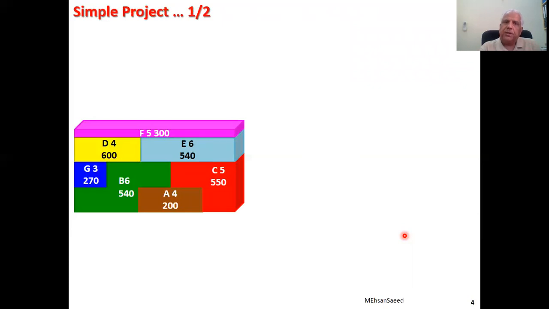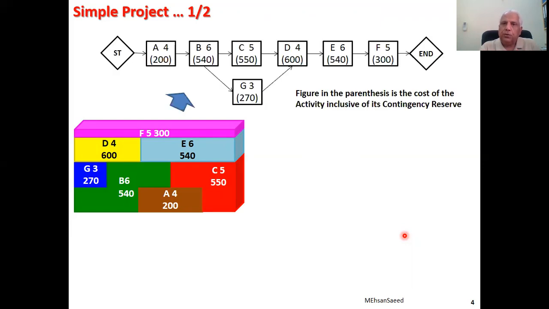What happens with any project? Once the activities are known, it is planned. We have this project, we know what the activities are. The next step is to draw a network diagram as shown. As we can see, all the activities are in series except one, activity G, which could be done in parallel once activity B has been completed.